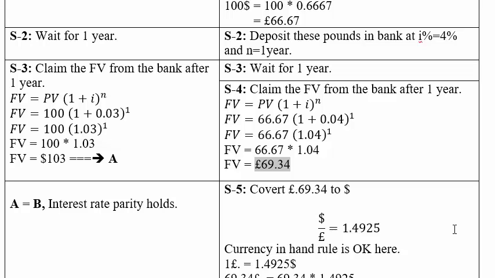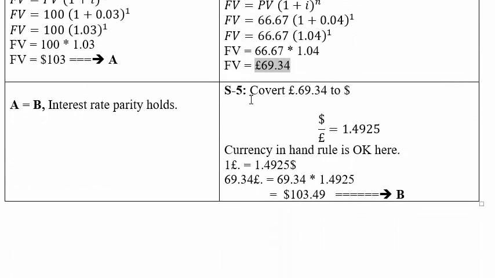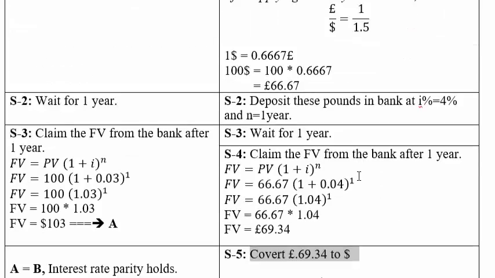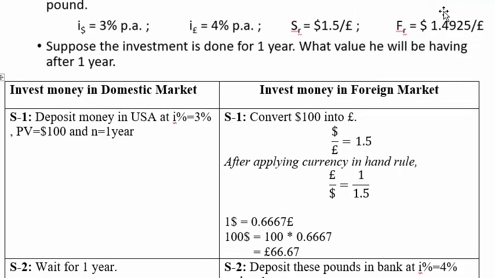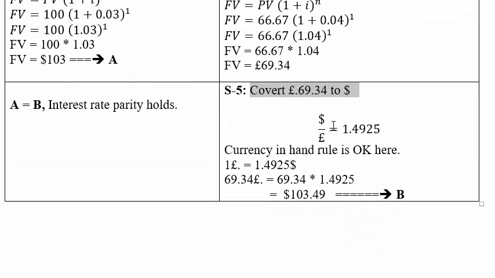Now I'm a US citizen, and in order to have my personal life operational transactions, I need USD. So I must convert these 69.34 pounds into dollars, and the 69.34 is a rounded figure once again. So in the last step, step number 5, I will convert this 69.34 into dollars. And the conversion rate, this is as it is after 1 year, so I will apply the forward rate this time, $1.4925 per pound, which means that 1 pound is equal to $1.4925.